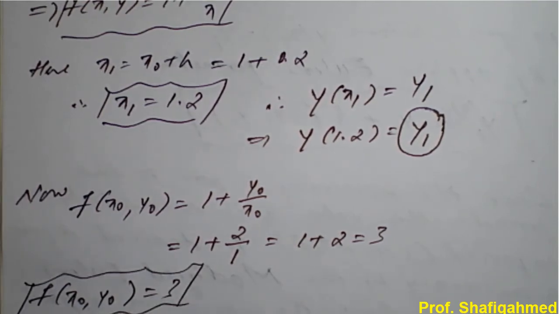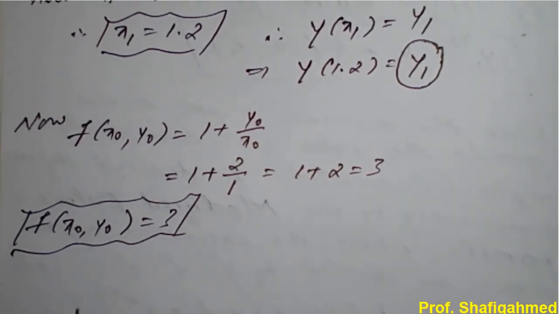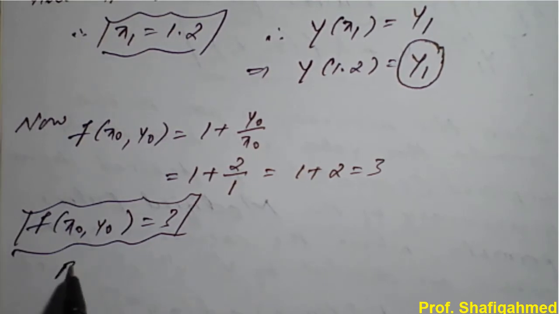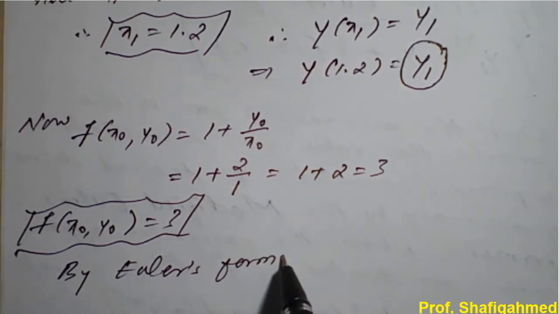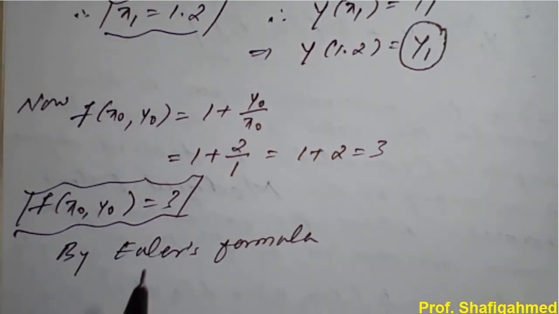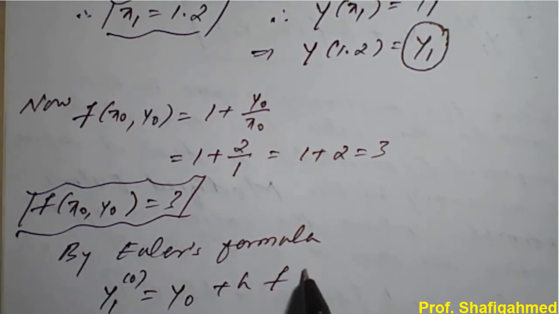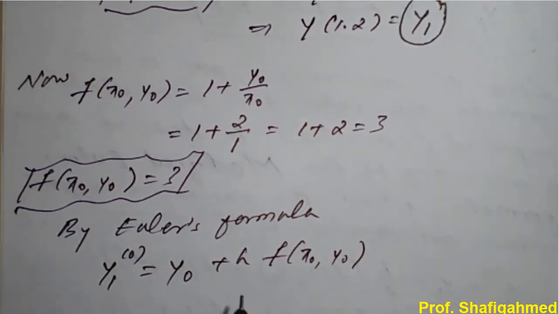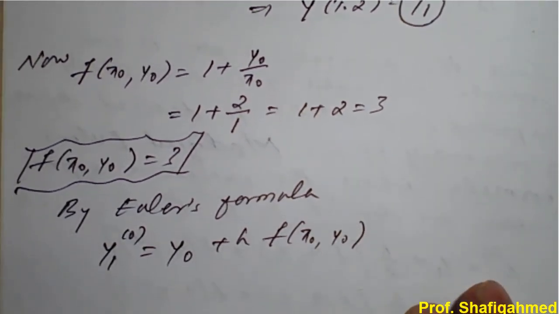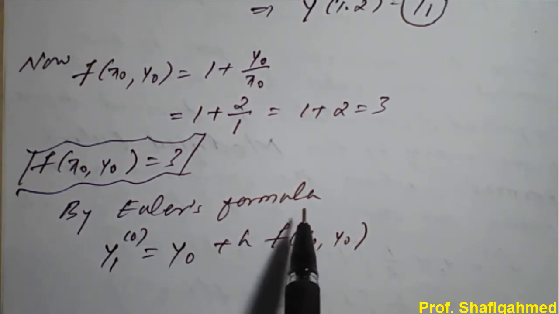So we got this value now. So therefore now we'll use step by step, we'll predict that one. So to predict that one, by Euler's formula, what is Euler's formula? That is nothing but y1 of 0 is equal to y naught plus h into f of x naught comma y naught. So this is Euler's formula, and also I can say that predictor. So we are predicting the value of y1 using Euler's formula.